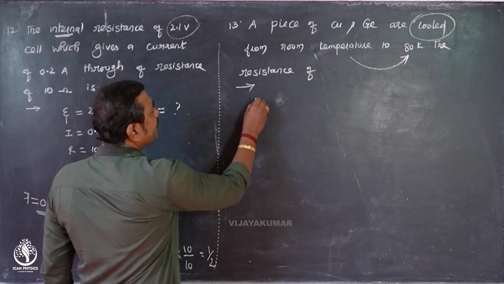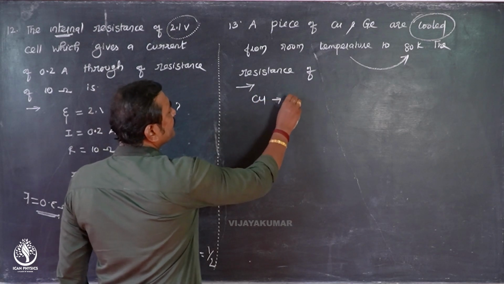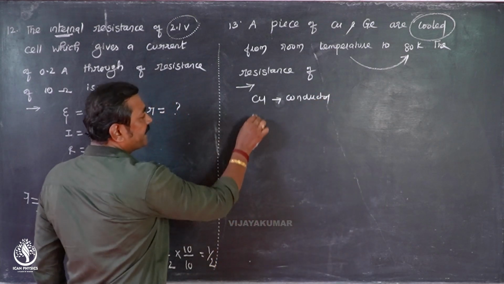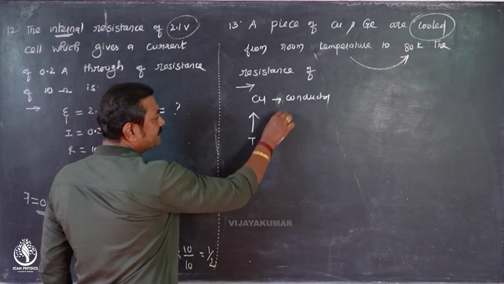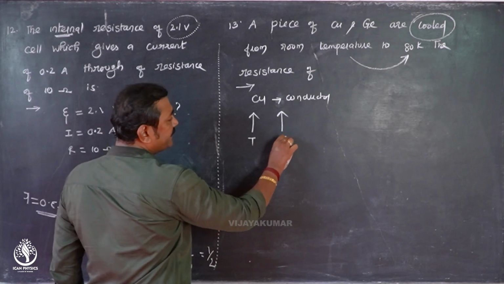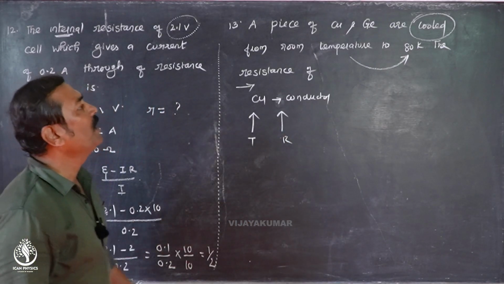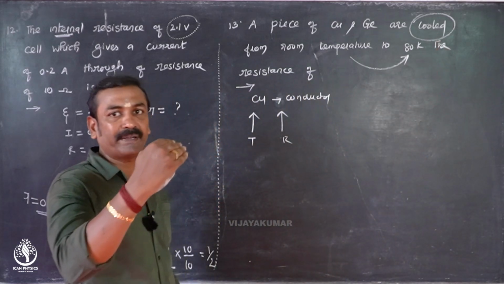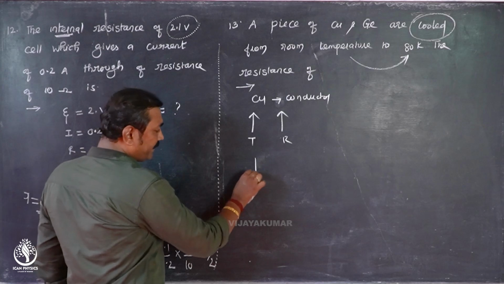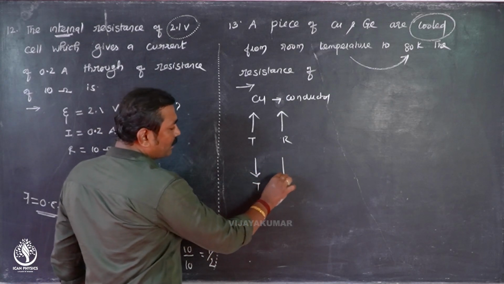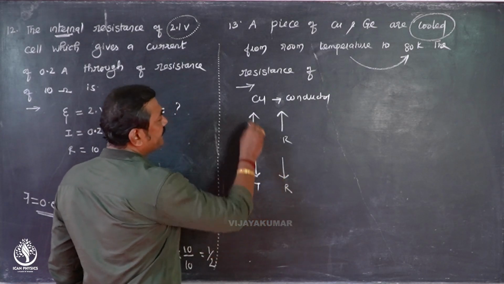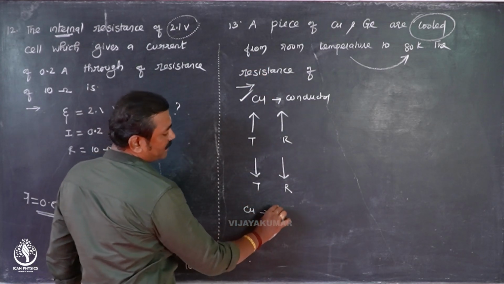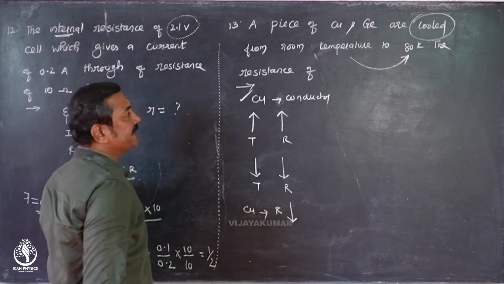We know that copper is a conductor. For a conductor, when the temperature increases, the resistance also increases. But the question says it is cooled, so the temperature decreases. When the temperature decreases, the resistance also decreases for copper. So for copper, the resistance decreases.